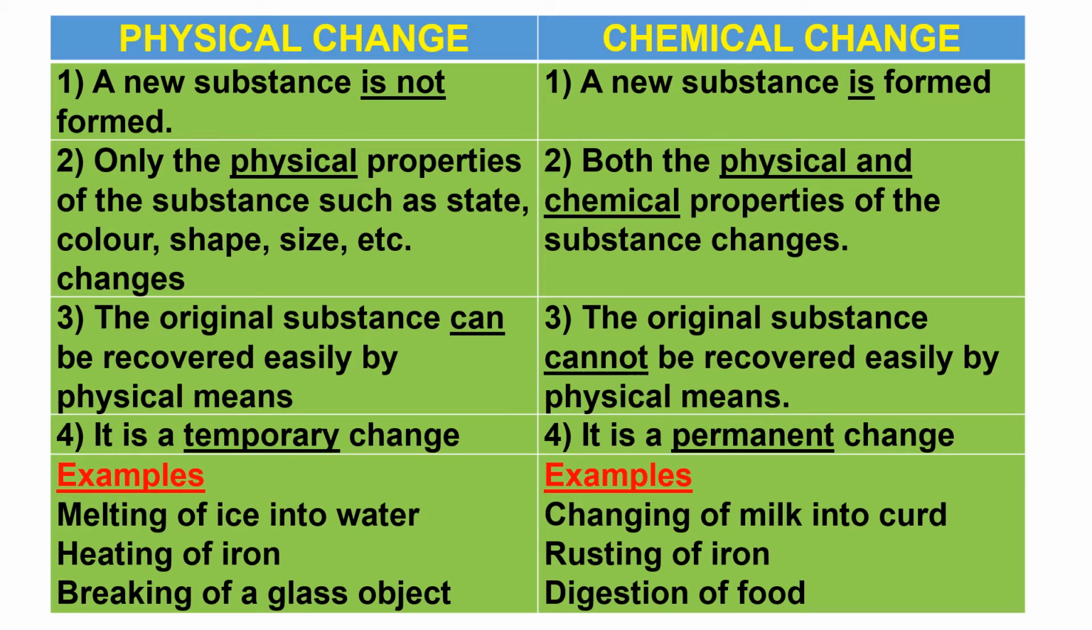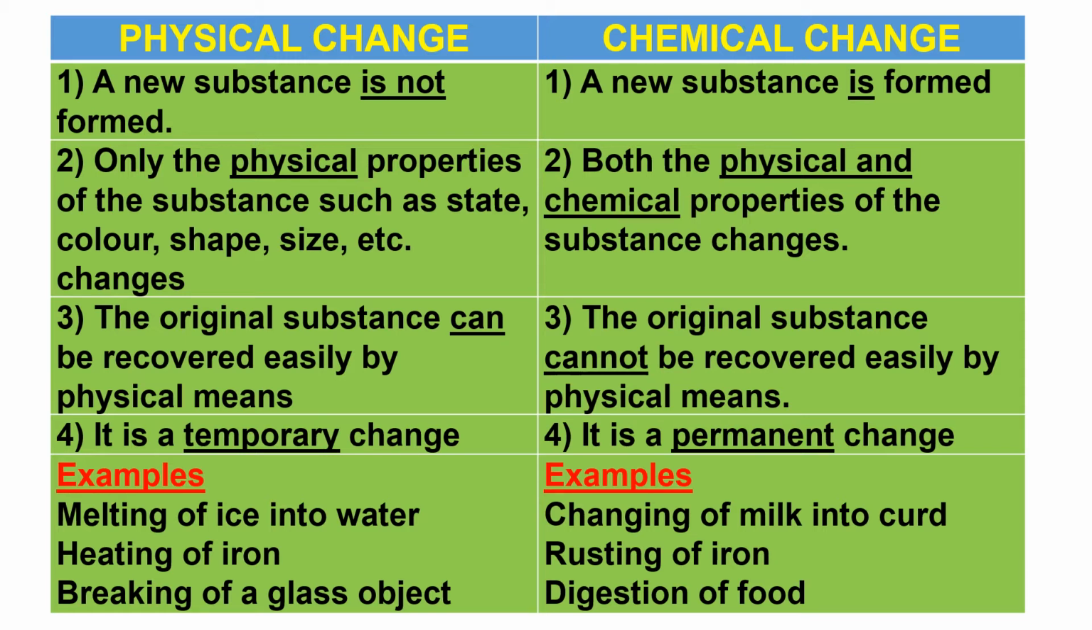I'll just highlight it once again. You already learnt it. It's just for brush up. In a physical change, a new substance is not formed, whereas in a chemical change, a new substance is formed. Secondly, in a physical change, only the physical properties of the substance, such as state, like solid state, liquid state, color, shape, size, etc. change. In a chemical change, both the physical and the chemical properties of the substance change.